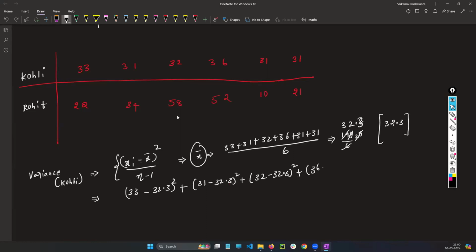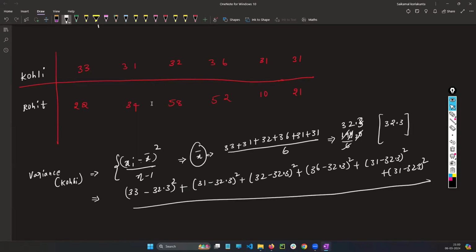Let's say (36 minus 32.3) whole square plus (31 minus 32.3) whole square plus (31 minus 32.3) whole square, divided by n minus 1. Here, 6 minus 1, number of values minus 1, is 5. Imagine if you do the math calculation, you would get a value.